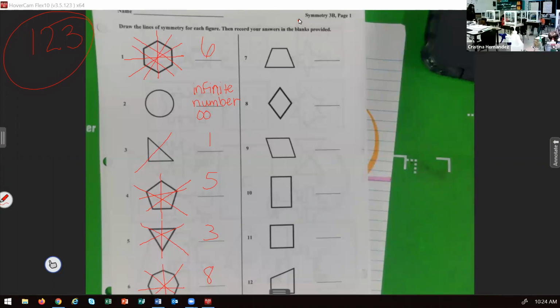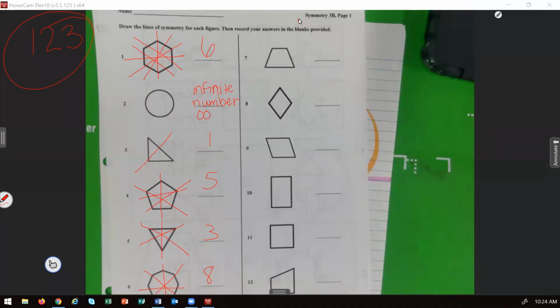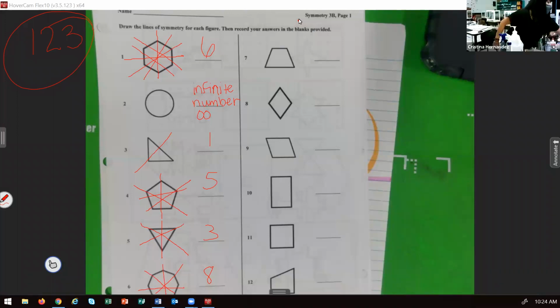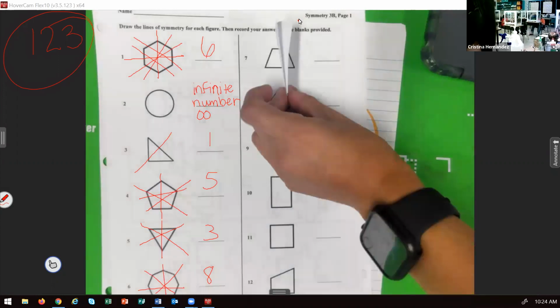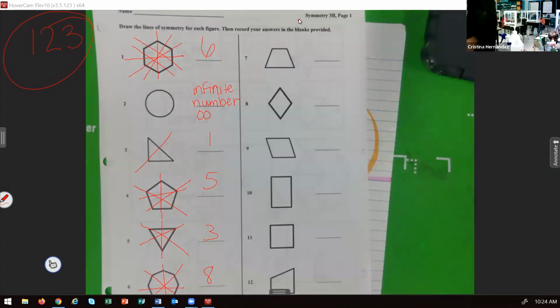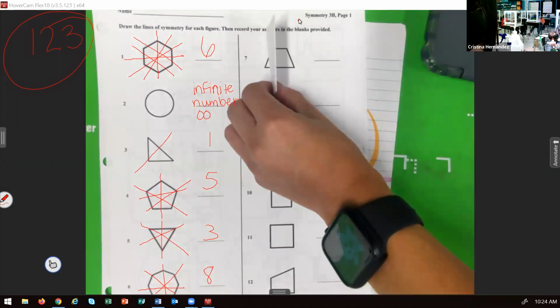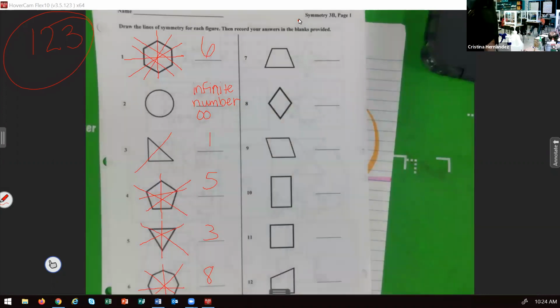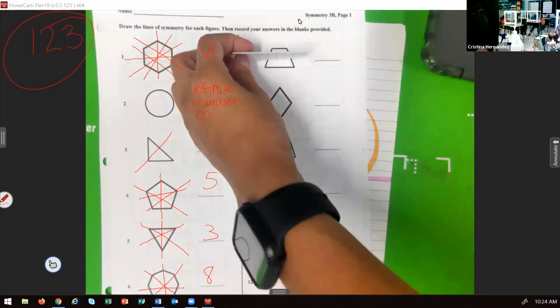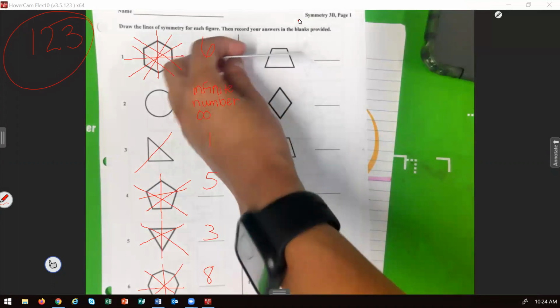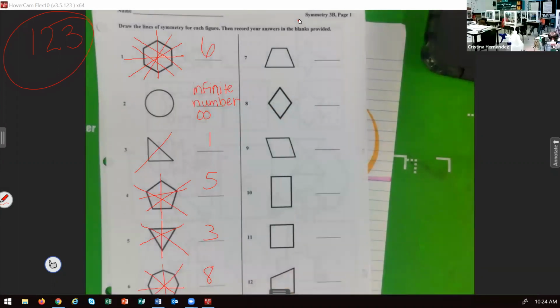How many? 1. It can only be divided 1 way. I guess I could have done it this way. Hold on. It looks the exact same on both sides. I know it's kind of hard to tell, but some of y'all are trying to do it this way. Does it look the same on both sides? No, it's only got 1. 1 line of symmetry.